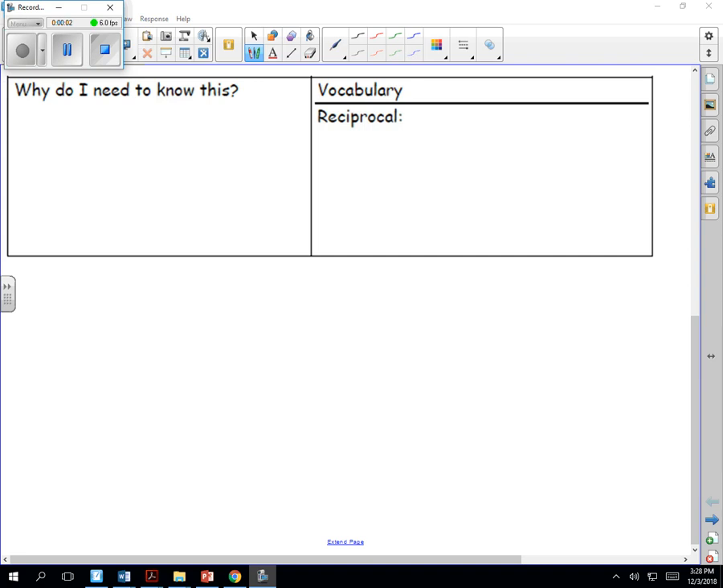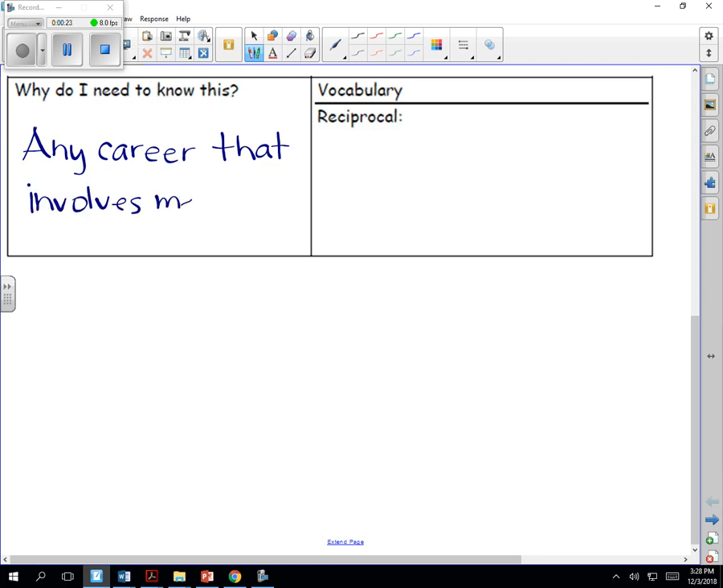As we discussed in class today about why we need to know multiplying and dividing fractions, recall that we said that any career that involves measuring or measurement will use fractions. And many of them can't round, they have to be precise. And one of the words that we need to know is the word reciprocal.